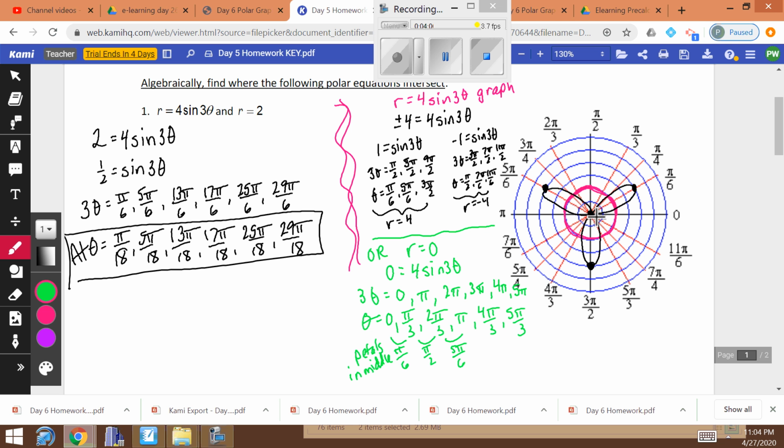Now be careful on this. If you put in pi over 2 in here, the sine of 3 pi over 2 is -1, times 4 would be -4. That's why that one's down here at the negative. If you plug in halfway between 2 pi over 3 and pi, that's going to be 5 pi over 6. If you plug that in, we get +4, so we get our third one here. Again, we don't need to actually go through and find the rest of them.